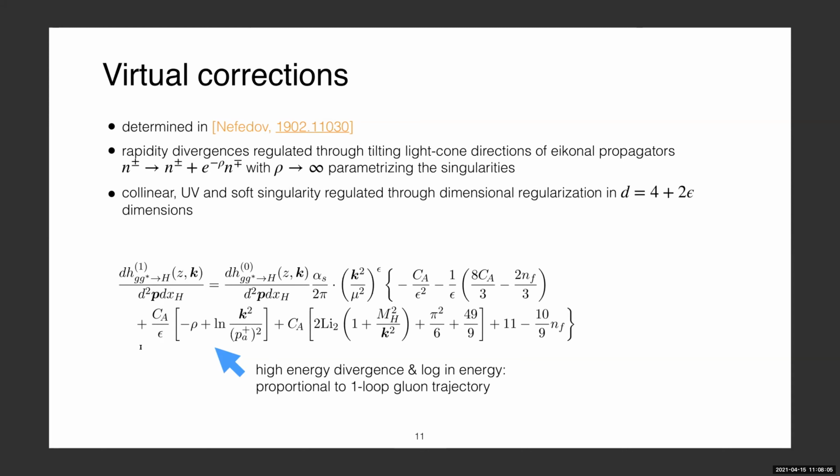So in the result we have a factor minus rho, which is divergent because we push it to infinity. But this divergence comes with the coefficient C_A over epsilon. And if you include all the factors, then you can realize that this is nothing but the general one-loop gluon trajectory.